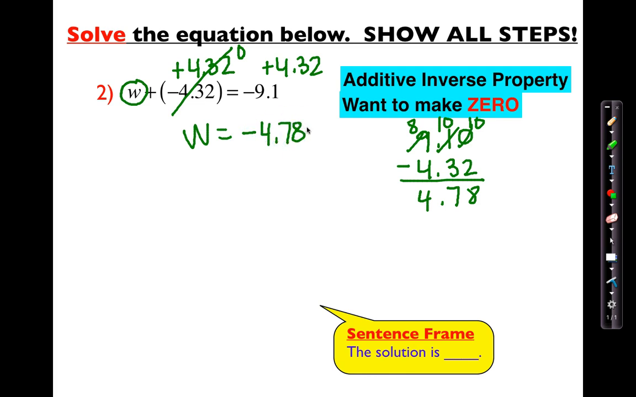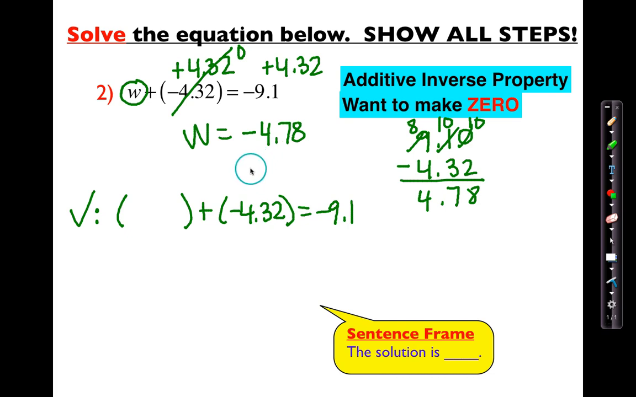But again, as always, before we claim that this is our final answer, we're going to have to check our work. So here, to check my work, I'm going to go ahead and replace w with a set of parentheses as a placeholder for my answer, plus a negative 4 and 32 hundredths equals a negative 9 and 1/10. So I'm now going to go ahead and plug in my value for w, which was a negative 4 and 78 hundredths. Here, I'm definitely going to say there's more negatives than there are positives, so my answer is negative. I'm going to have to go ahead and combine to see how many negatives there are.